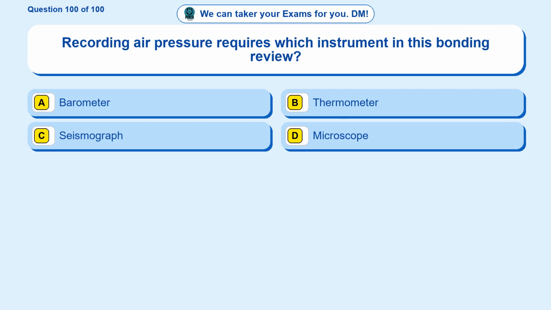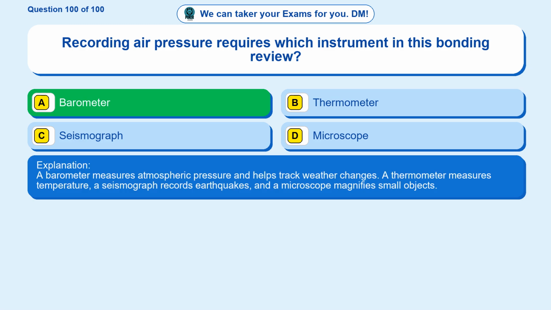Question 100. Recording air pressure requires which instrument in this bonding review? Option A, barometer. Option B, thermometer. Option C, seismograph. Option D, microscope. The correct answer is option A. Barometer. A barometer measures atmospheric pressure and helps track weather changes. A thermometer measures temperature, a seismograph records earthquakes, and a microscope magnifies small objects.